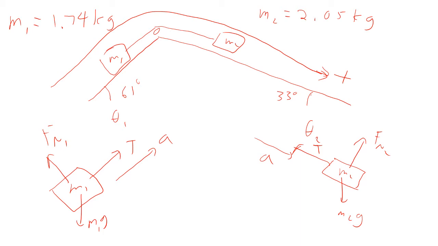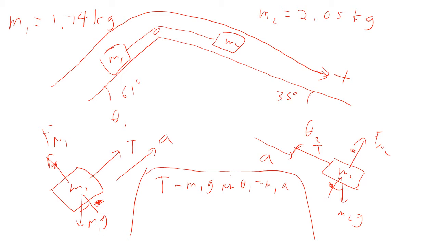Okay, so on the left, this component right here of the weight balances the normal. On the right, this component of the weight balances the normal. So we don't have to worry about them. On the left over here, the tension is in the direction that I say is positive, minus M1G sine theta 1 is the negative direction. That's equal to M1A. On the right, M2G sine theta 2 is in the positive direction, tension's in the negative direction, and that's equal to M2A.